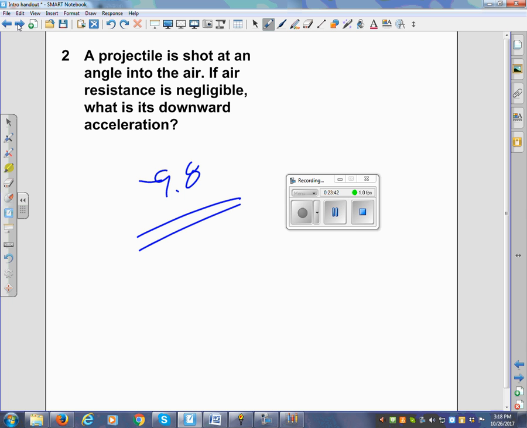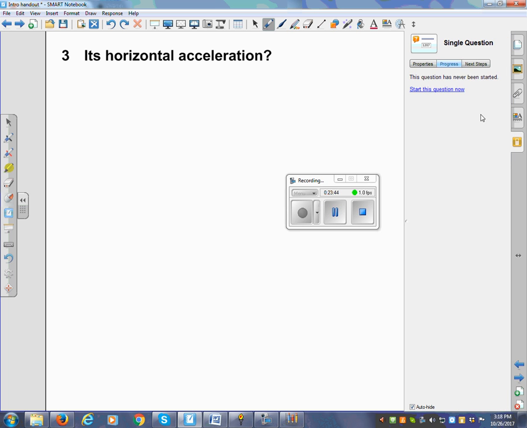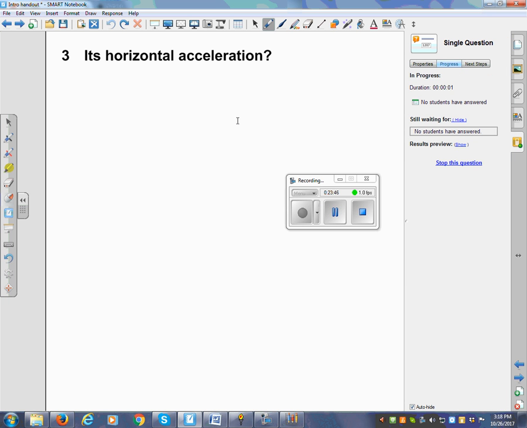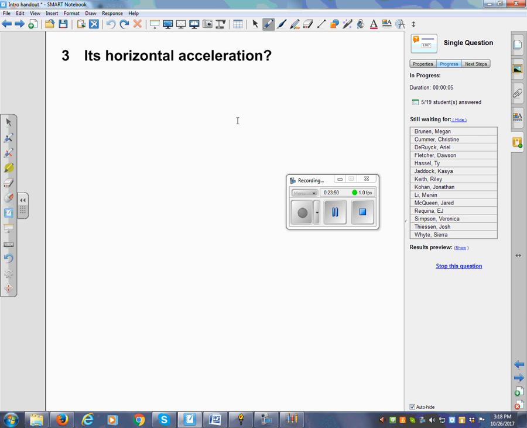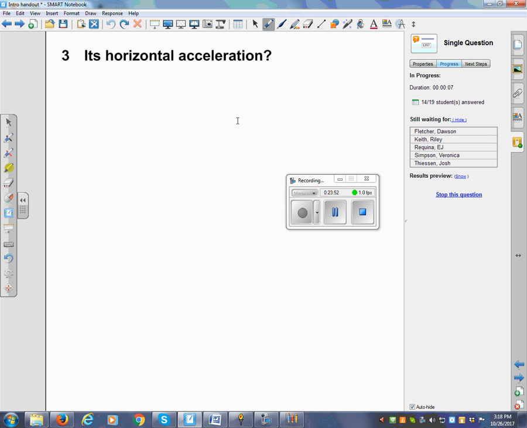Okay, now it's number 2. What is the horizontal acceleration? Why is it negative? It's down. But I said downward. Remember, the negative just indicates direction.